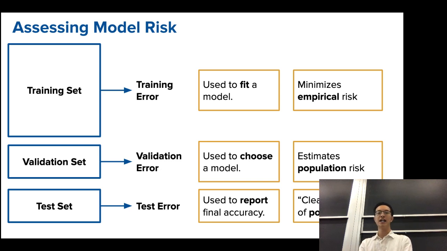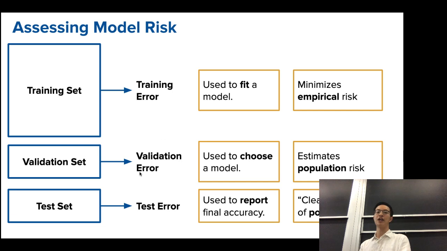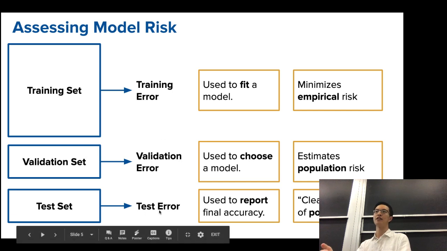And so even the validation error can be artificially low, because we're peeking at that validation error to pick some models, and since we're picking the model with the lowest error, that error is generally lower than the test set error as well. So from lowest to highest, generally speaking, the training error is the lowest, the validation error is the next lowest, and the test error is the highest.